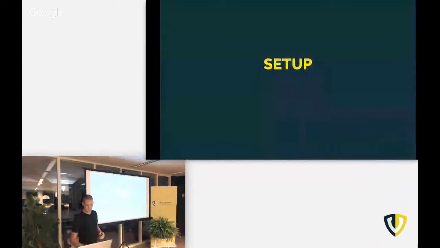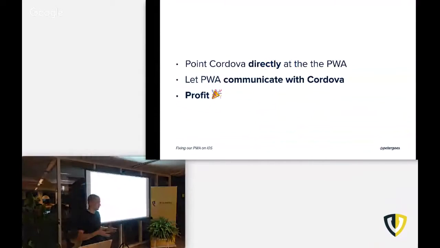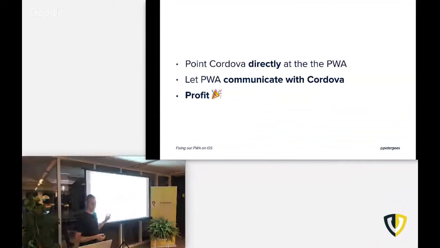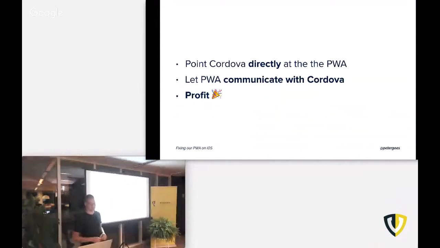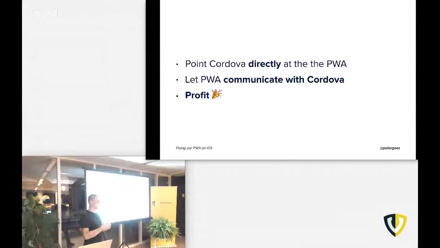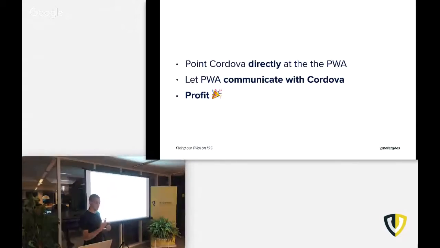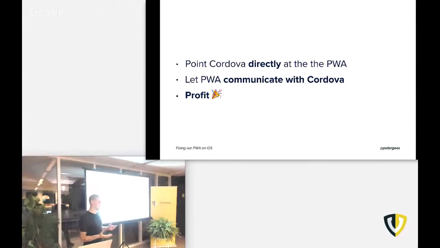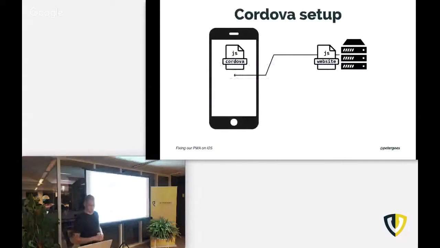So how's that set up? We thought, well, we're not going to ship our HTML and JavaScript and CSS with the client. We're just going to point Cordova directly at the PWA. So instead of running it from the local device, run it from the server. Add some kind of functionality to the PWA so that it can talk to Cordova and let them work together, and then profit. So we're not packaging any logic or assets on the device itself. We load it in. And we do let the server know that we are running from this wrapper via a query parameter, so we can do little tweaks if needed. That's about it.